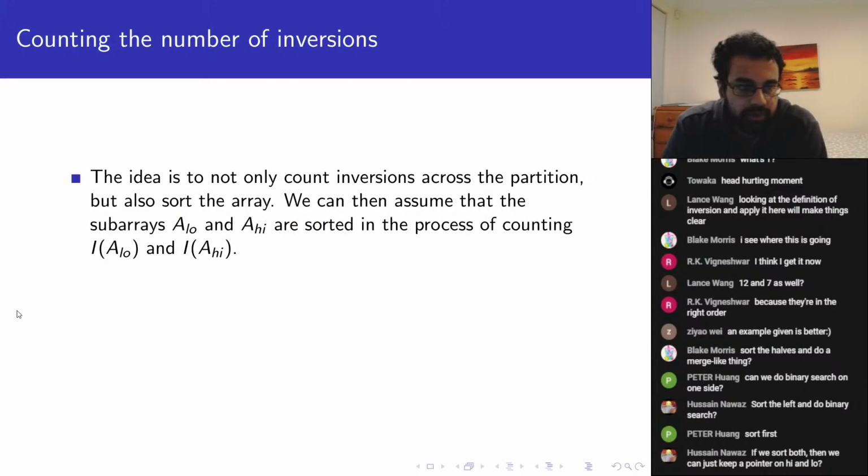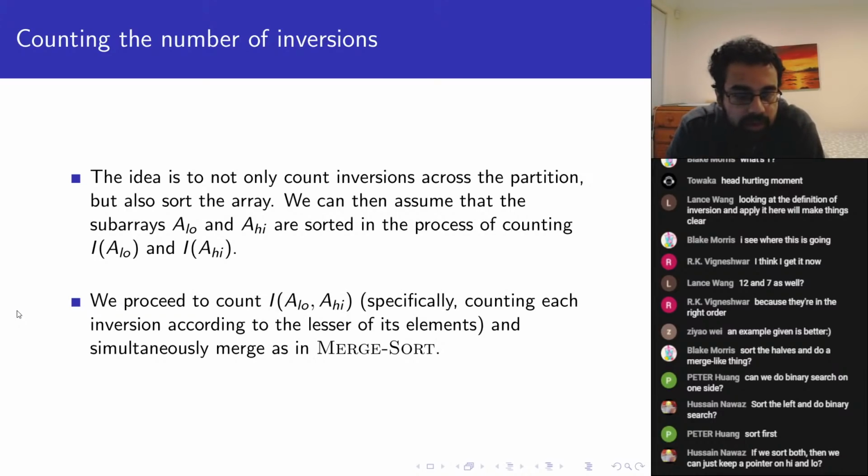A few of you have come up with the same idea, which is not just counting the inversions, but also sorting. So what we're going to assume is we first recurse into the subproblem A low and the subproblem A high, and our function not only counts the number of inversions within those, but it also sorts the two subarrays, the first half and the second half. At this point, we are now going to count and merge as we go.